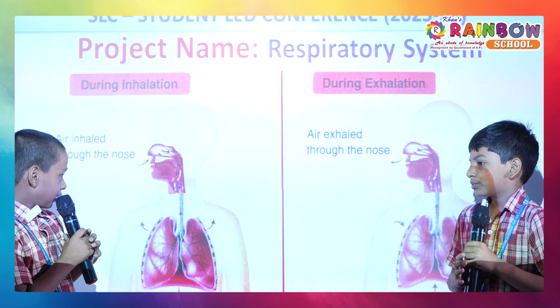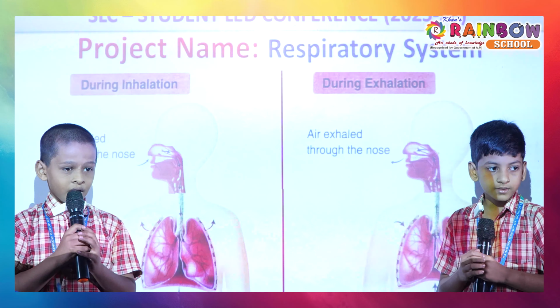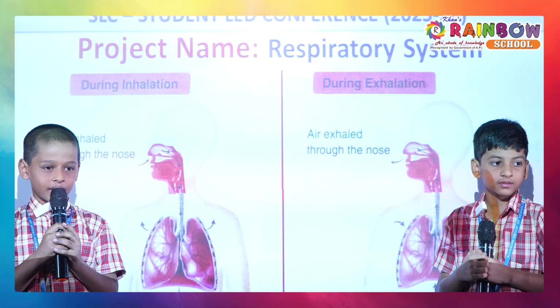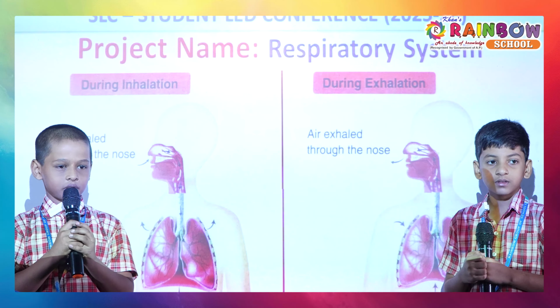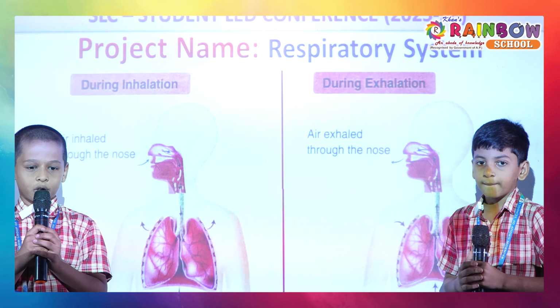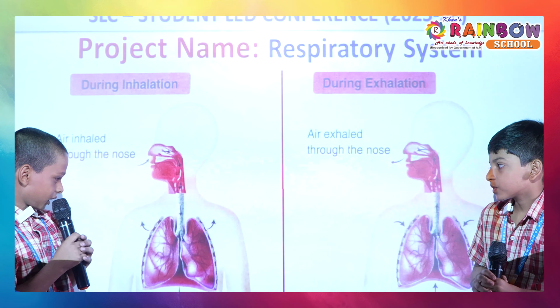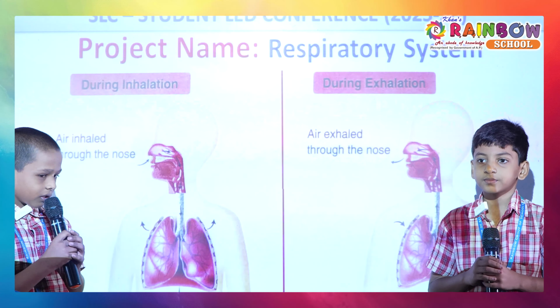Next, pharynx. Air passes through the pharynx to the trachea. Next, trachea. Air passes through the trachea, which divides into bronchi to reach the lungs. Next, lungs.